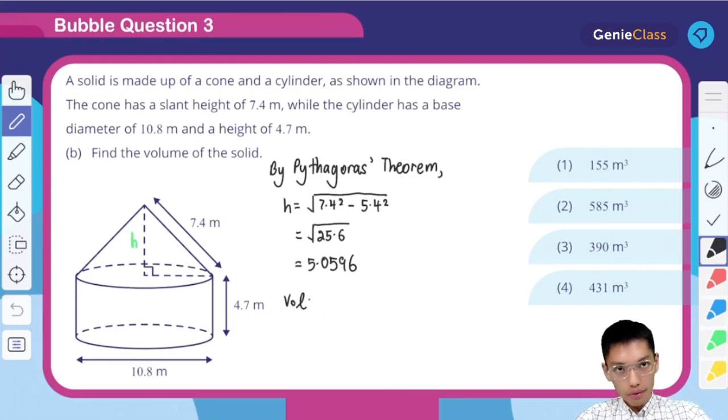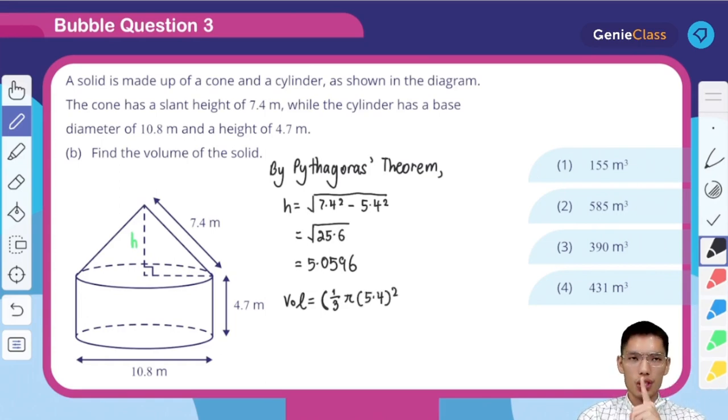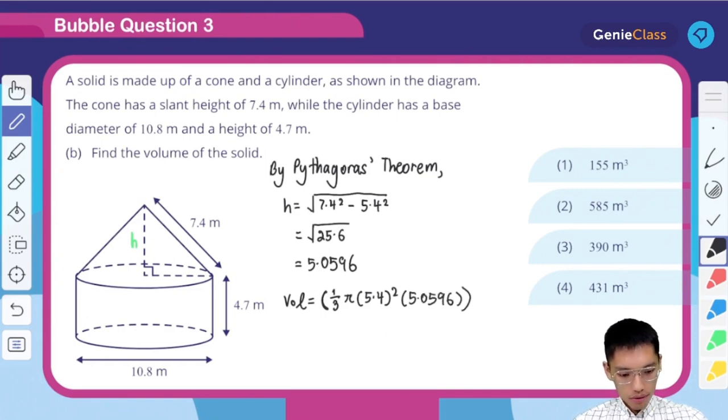Once you have the height, volume is quite straightforward. I have the volume of my solid. The volume is none other than, first up, volume of cone. Don't take half, it's 1/3. 1/3 pi, what is r? R is 5.4, so 5.4 squared. What is my height? We just found it just now, it's going to be 5.0596. That is my volume.